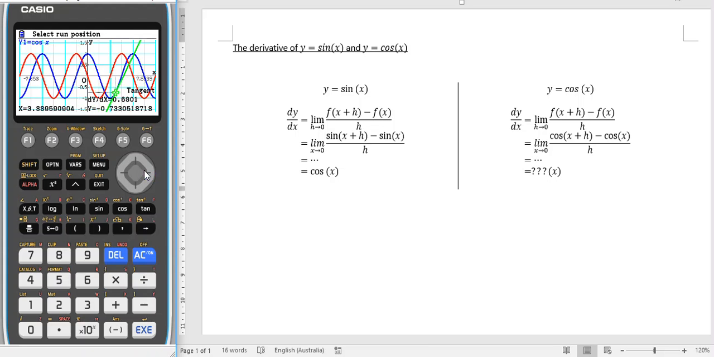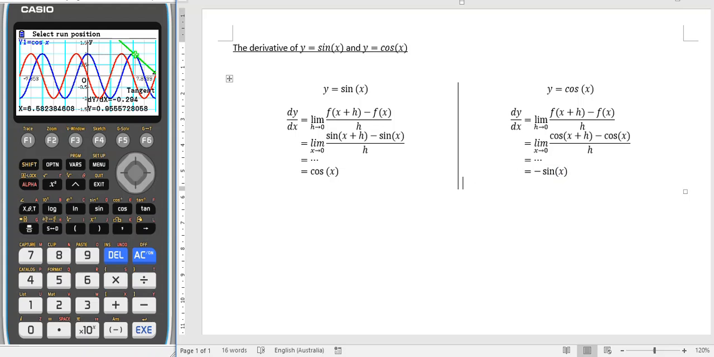And I hope you can see that the red graph starts at the origin, but it goes downwards instead of upwards. It's sort of doing the opposite of what a sine graph would do. A sine graph would start here and go upwards. So we've got a function that is a negative sine graph.